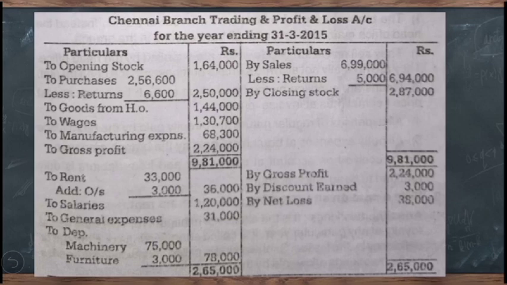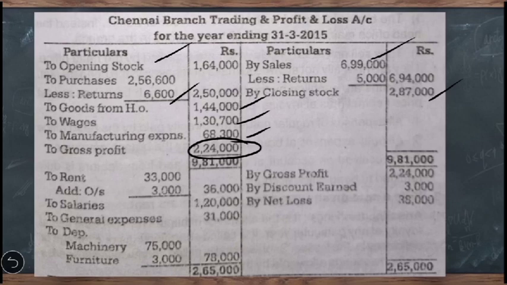Whatever incorporation entries we have passed just now, the same have to be posted here. So to opening stock we are showing, then to purchases less returns, goods received from head office, to wages, manufacturing expenses. Then on the credit side, we have sales less returns, closing stock. Then we are going to close the branch trading account and we get the gross profit of 2,24,000. This gross profit has been brought down to the next section, that is to the branch profit and loss account, by way of writing by branch trading account.